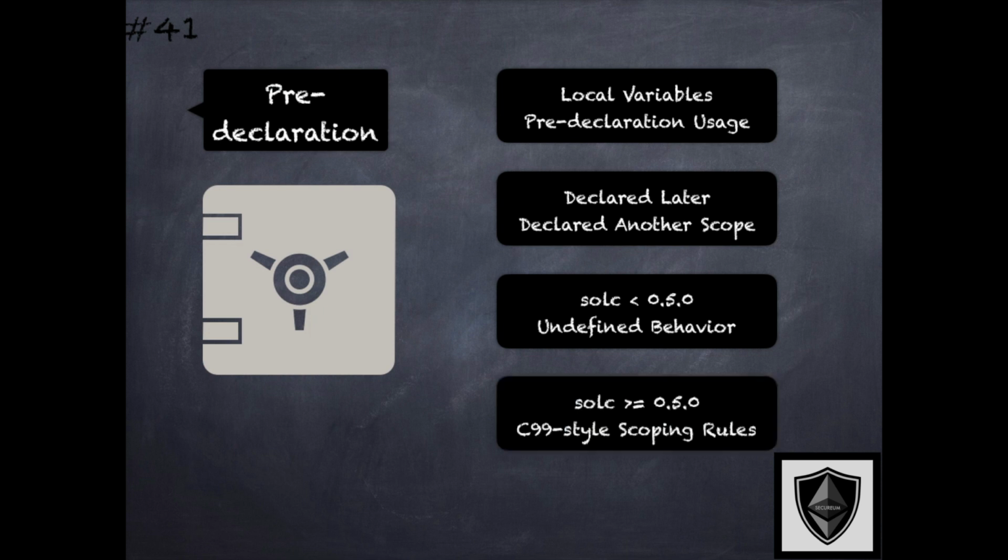Solidity version 0.5.0 and beyond changed this to implement the popular C99 style scoping rules, where variables can only be used after they have been declared and only in the same or nested scopes.